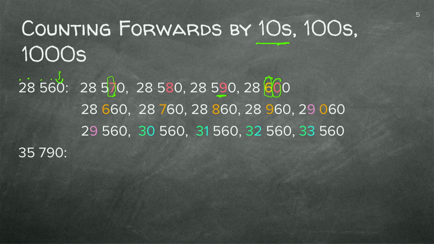Let's do it if we count forward by hundreds. So there we look at the hundreds column. So this is 28,560. So we're going to count 28,660, 760, 860, 960. And what do we do then? Yes, the hundreds column will have a 0 and the thousands column will be increased by 1. And then we just continue from there. 29,060. And what is the next one?